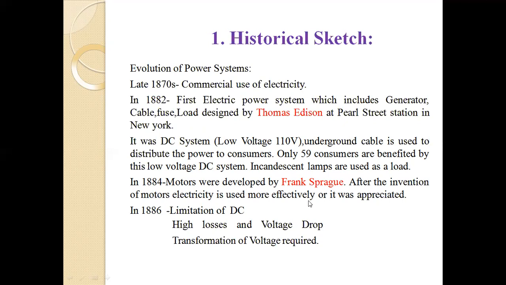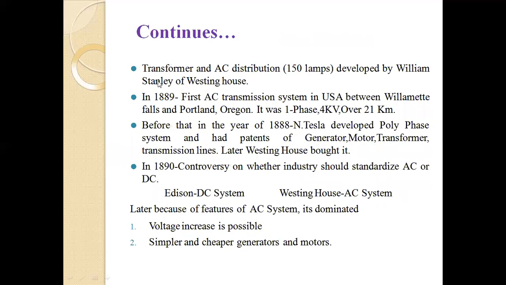In 1884, motors were developed by Frank Sprague. After the invention of the motors, electricity was used more effectively and appreciated. In 1886, because of the limitations of DC, high losses, high voltage drop, and the need for voltage transformation, the transformer and AC distribution of 150 lamps were developed by William Stanley of Westinghouse. In 1889, the first AC transmission system in the USA was built between Willamette Falls and Portland, Oregon. It was single phase, 4 kV over 21 km.